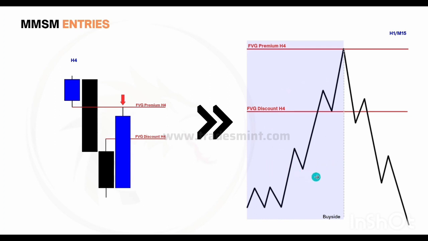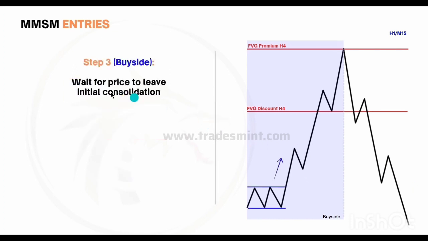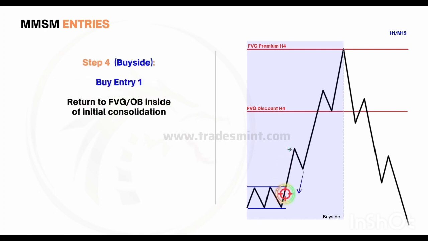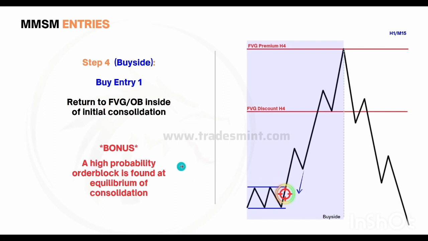And we can clearly see the buy program of the market maker sell model. Now, for step 3, we have to wait for price to leave the consolidation. Remember, the consolidation starts everything. Once price leaves the consolidation in an expansion leg higher, we can expect price to retrace back into the consolidation. Our first buy entry signal would be found inside of the consolidation where we may have a fair value gap or an order block resting inside. As a bonus, the high probability order block will be found at equilibrium of that consolidation range.